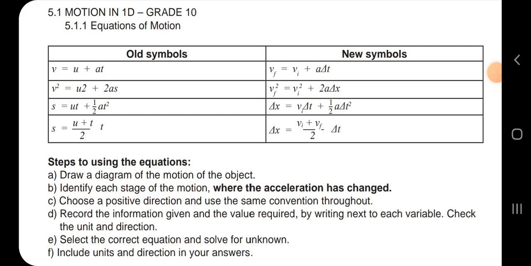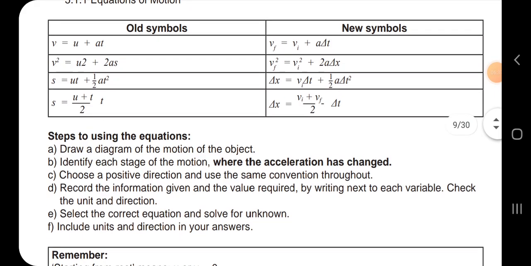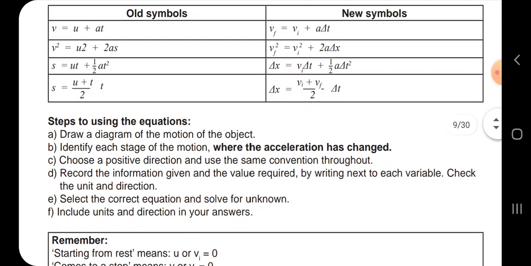using the given formulas. So the steps to using the equations are: draw a diagram of motion of the object, identify each stage of the motion where the acceleration has changed, choose a positive direction and use the same convention throughout. Record the information given and the value required by writing next to each variable. Check the unit and direction, and then select the correct equation and solve for the unknown.